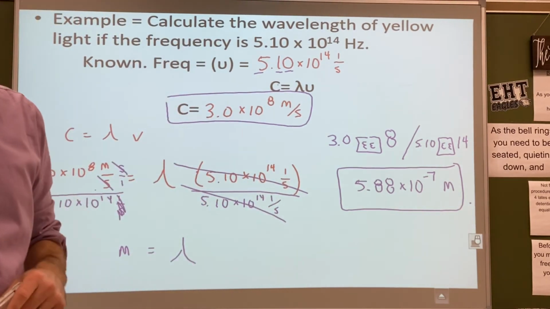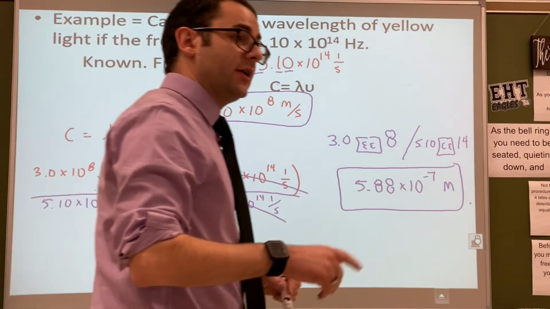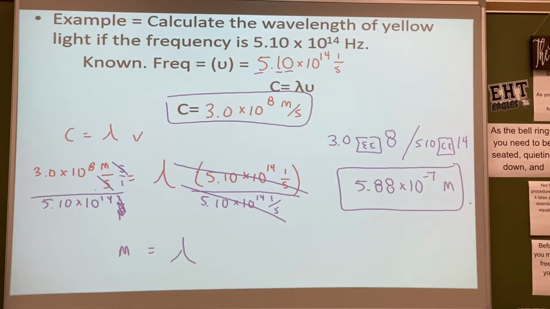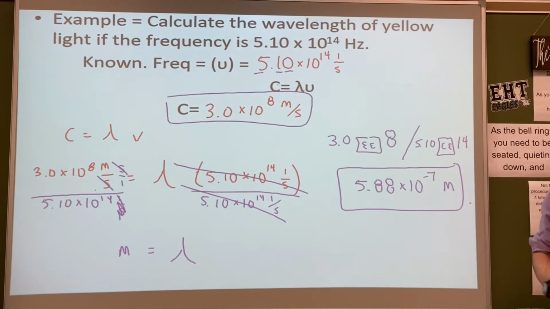How do you check your answer? What would you do to check it? Yeah, Scotty? You can take your answer and multiply by the given. Yeah, if you multiply this by the given, what should you get? Speed of light, right? The constant. Yeah, you should.